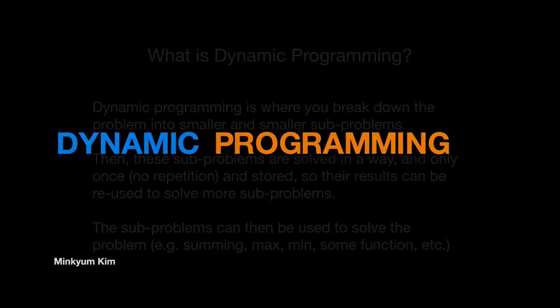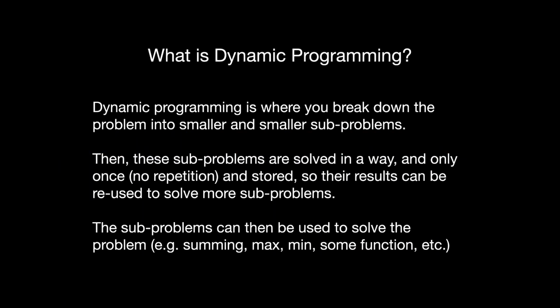So what is dynamic programming? Dynamic programming is where you break down the problem into smaller and smaller subproblems. Then these subproblems are solved only once, so you don't repeat solving them, and stored, so the results can be reused to solve more subproblems. These subproblems can then be used to solve the problem. For example, you can sum them, you can take the maximum, the minimum, make some function to solve the problem, etc.